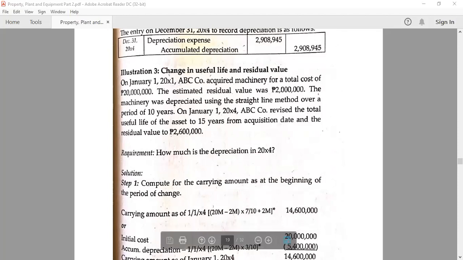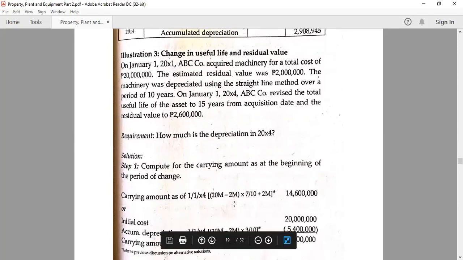That's the basic concept in accounting or business or finance, that if there is no mention of any change of one thing, that means it is still true. That's also the same thing under the law. So we have 20 million minus 2 million, 18 million times our 7 over 10. Let's check. That's still 3 years. Okay, so 3 years, that's why our carrying amount is 7 over 10.